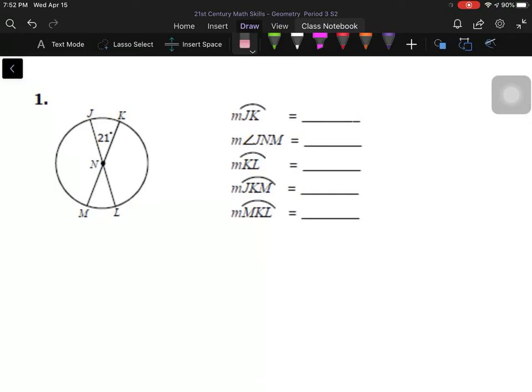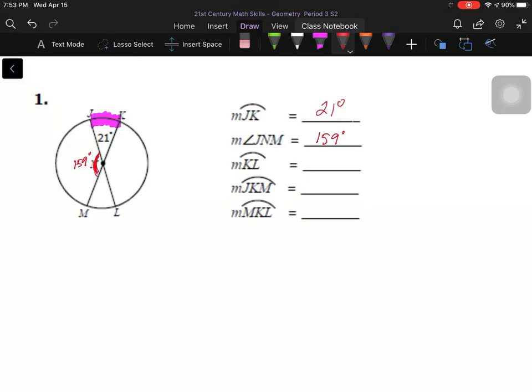Okay, so example number one, these are all central angles that we see there. So the central angle and the arc are both going to be the same measure. So arc JK, that's this arc right here. That's intercepted by the central angle of 21 degrees, so that's 21 degrees. The measure of angle JNM, that's going to be this angle right here. Those make a linear pair, the 21 and angle JNM. So if I just take 180 minus 21, that'd be 159 degrees. So I'm going to write that in.